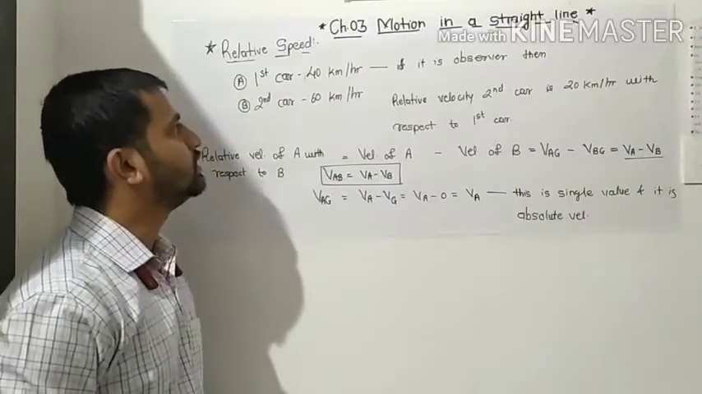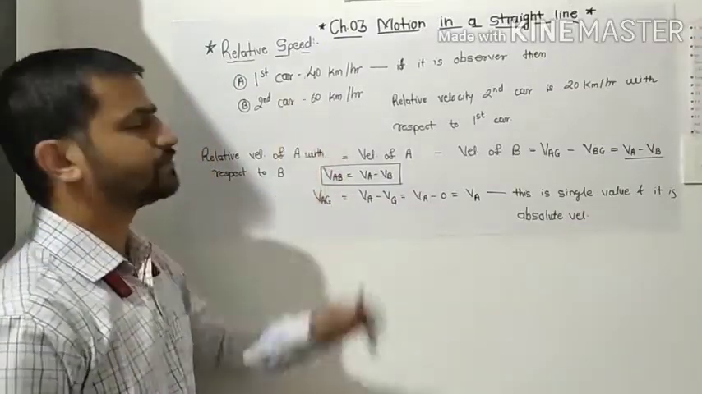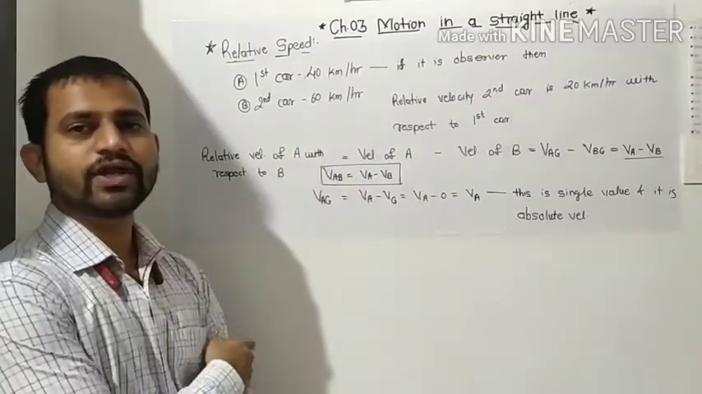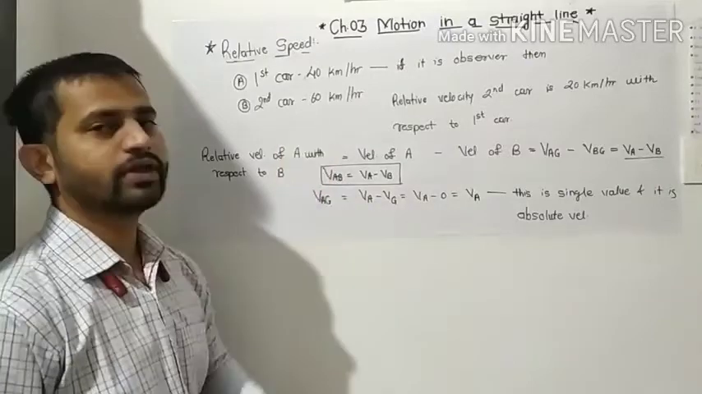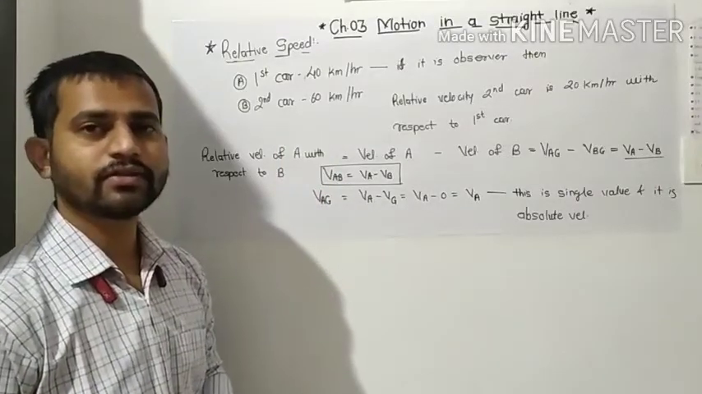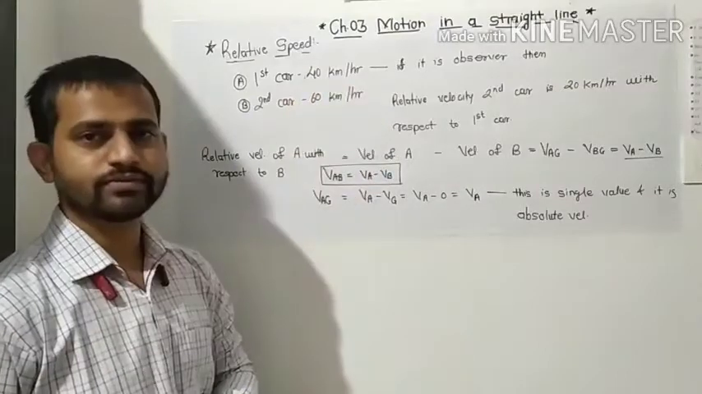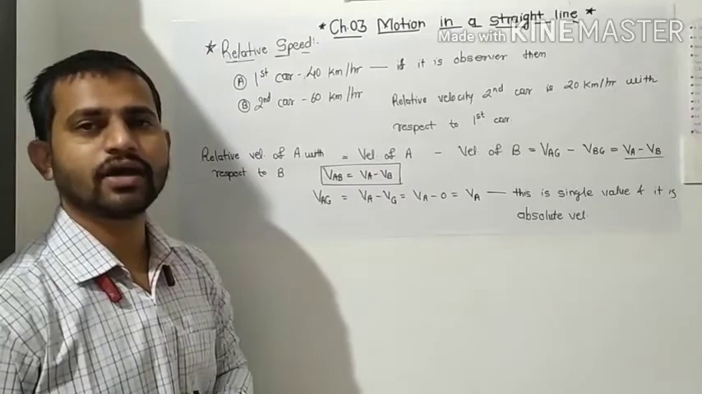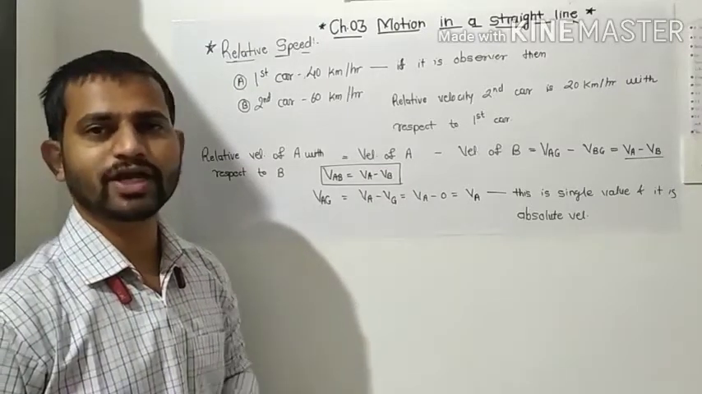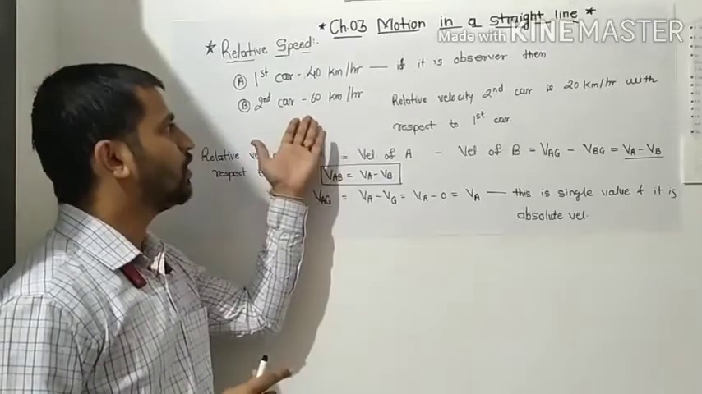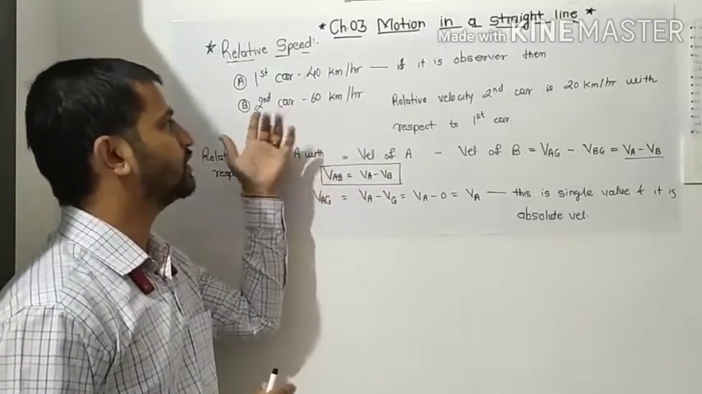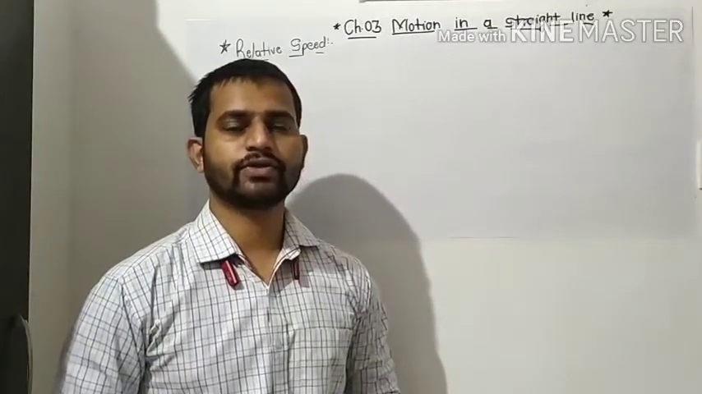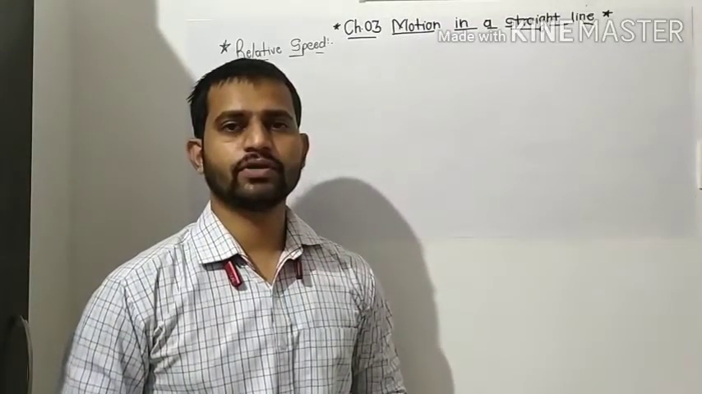So suppose in this case one passenger is sitting in this first car, okay, then what is the velocity of the car B with respect to that passenger? Because that passenger is the observer, as the passenger is sitting in the car and the car is the observer, so the passenger will automatically be the observer. So in that case, what is the relative velocity of the second car, that is the car B, with respect to the passenger?